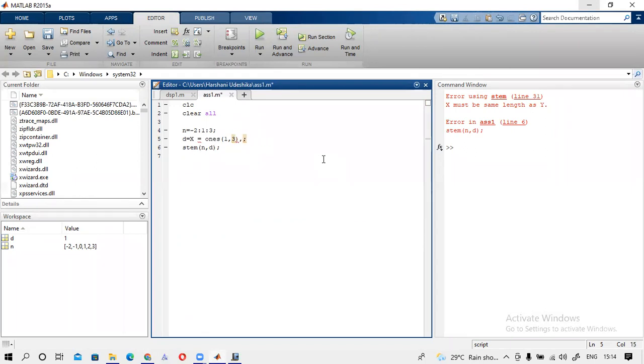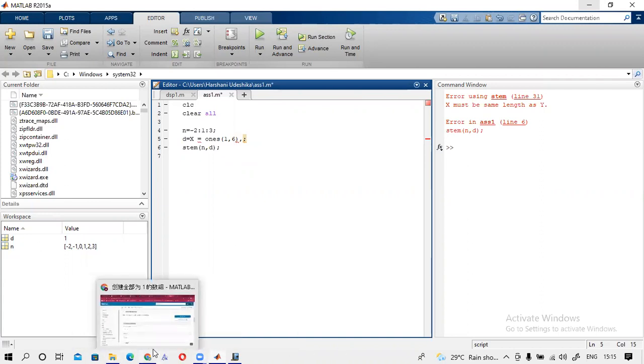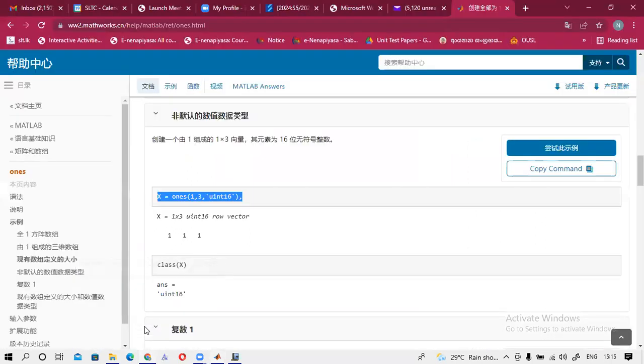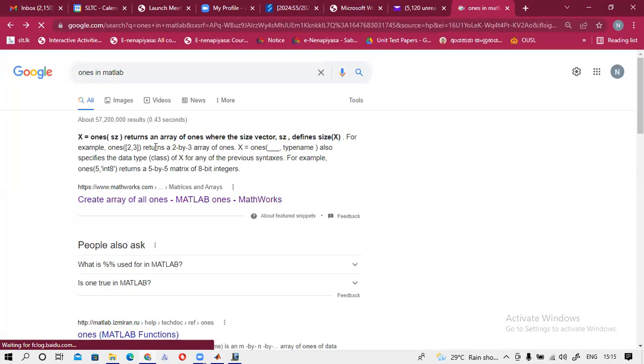Here you have to count the length: 1, 2, 3, 4, 5, 6. If you put 6, it is okay here. But actually, you can count the length of this array. There is a command for that. As I can remember, it is length. So let's take length.